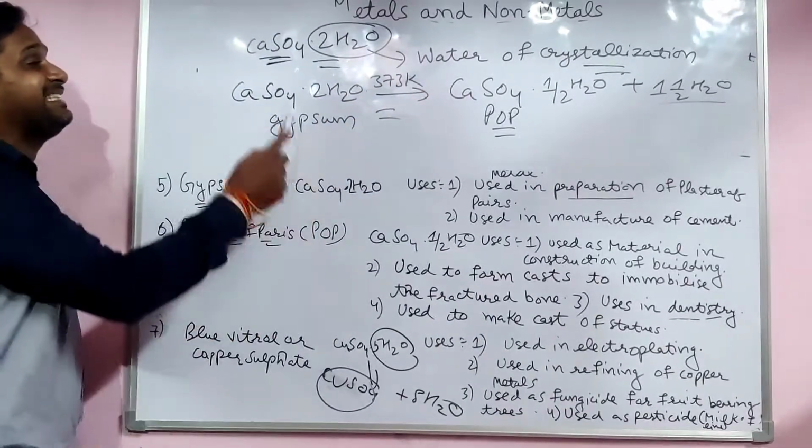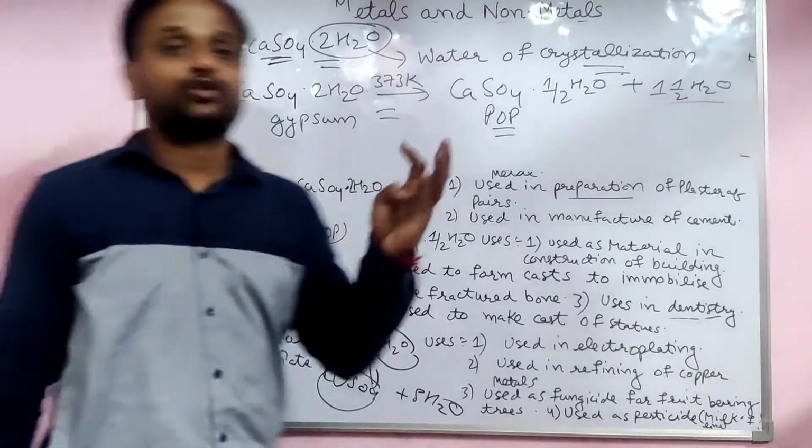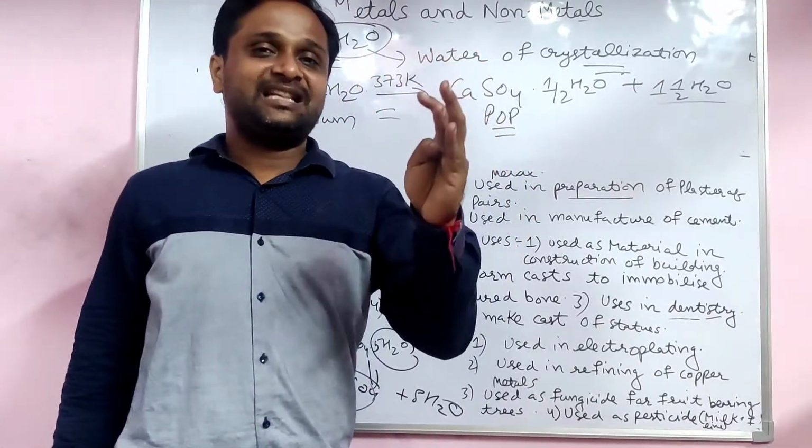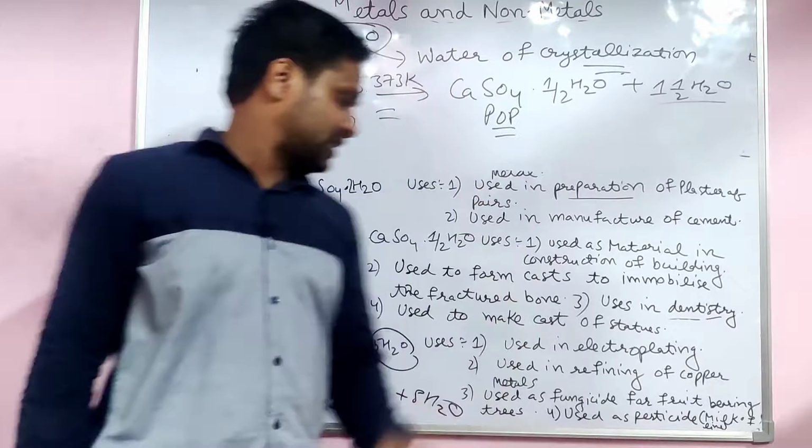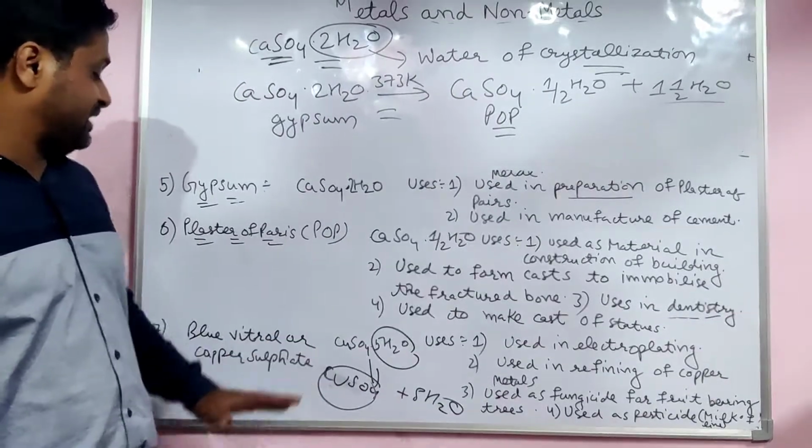So students, these are the inorganic compounds. First one is sodium chloride, then HCl, then POP, gypsum, and last one is blue vitriol.